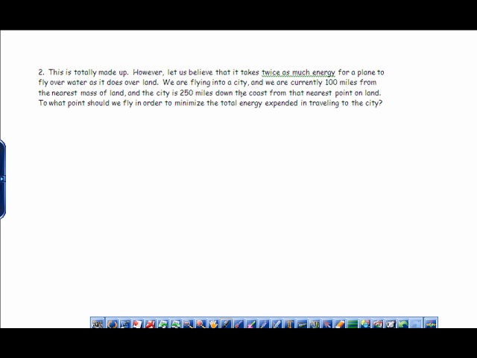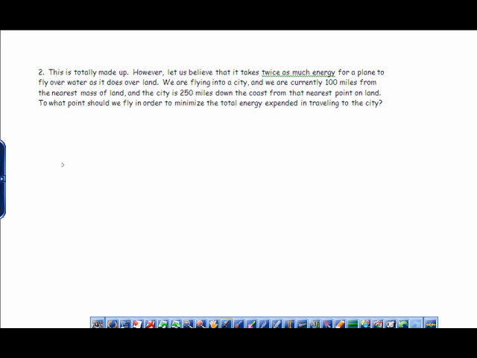However, let us believe that it takes twice as much energy for a plane to fly over water as it does over land. We are flying into a city, and we are currently 100 miles from the nearest mass of land, and the city is 250 miles down the coast from that nearest point on land. To what point should we fly in order to minimize the total energy expended in traveling to the city?